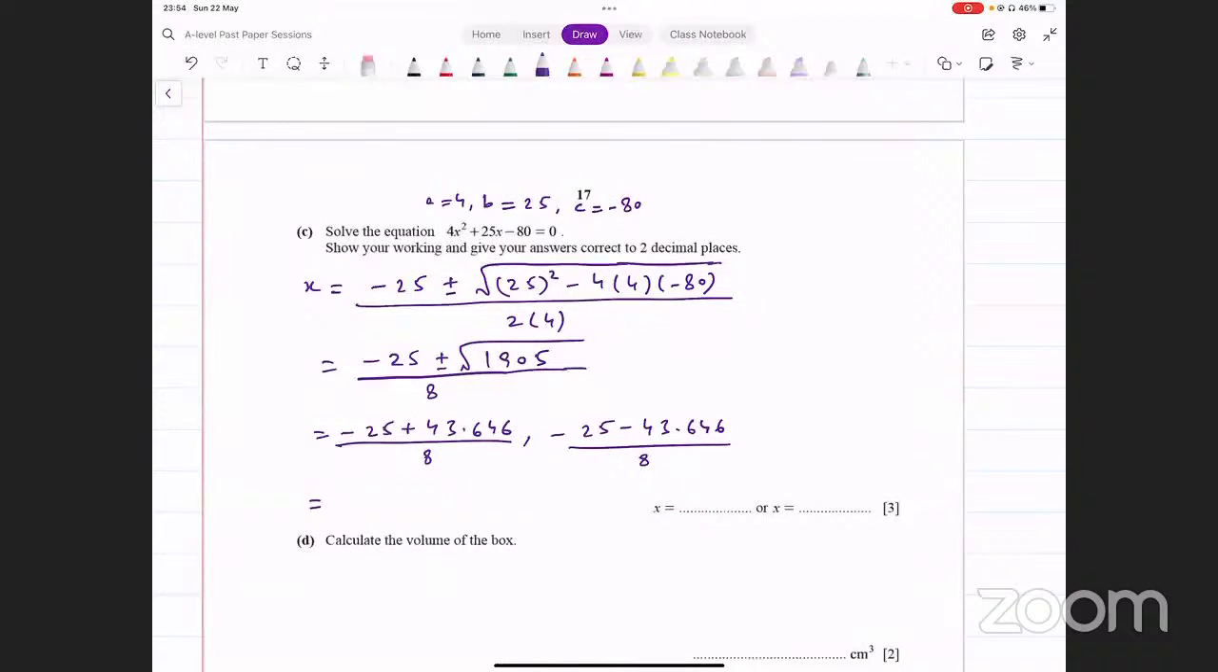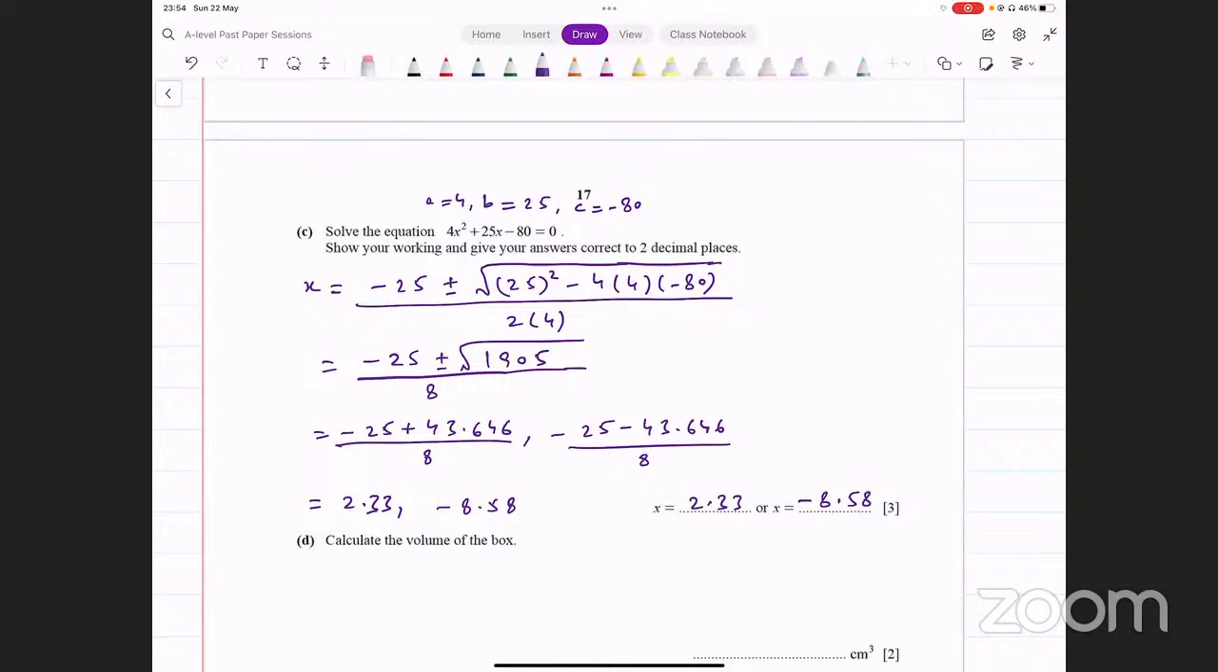-25 plus 43.646 divided by 8, that gives me 2.33. And the other one, -25, minus 43.646, divided by 8, that gives me -8.58. These are my two final results. I think at 2 decimal places, you have to follow the instruction exactly. It should be 2.33 here and -8.58 here. These are the two results that we've got for x.